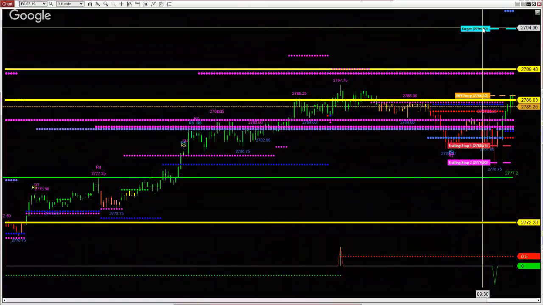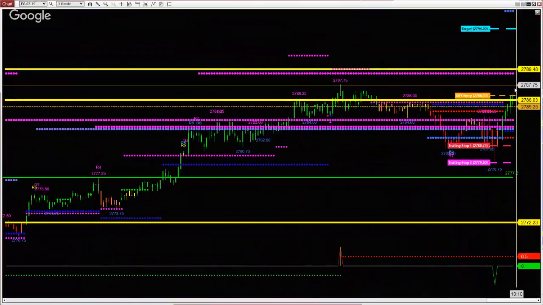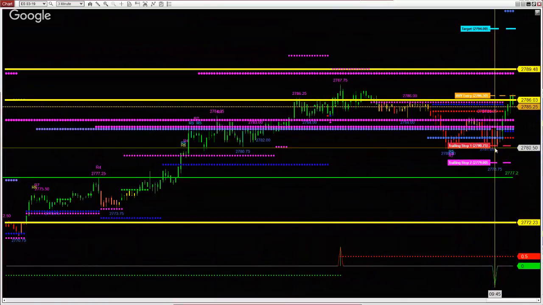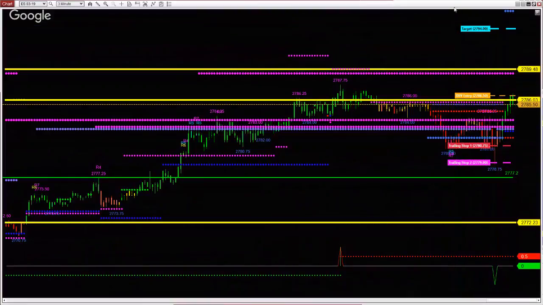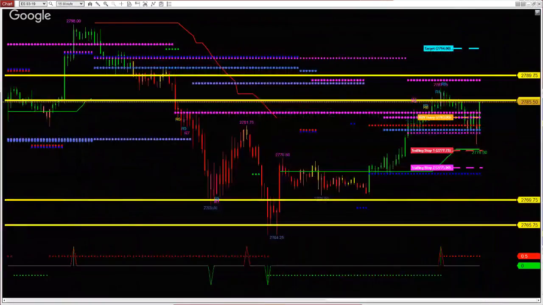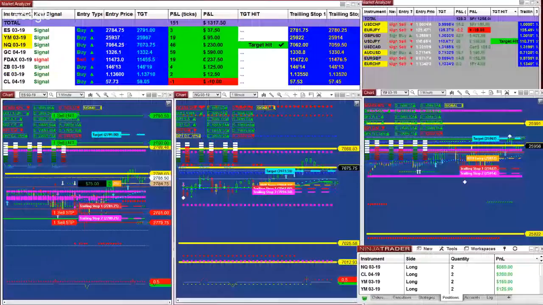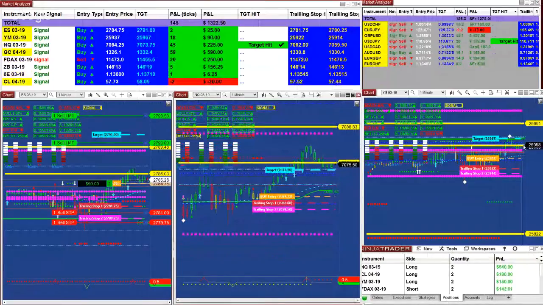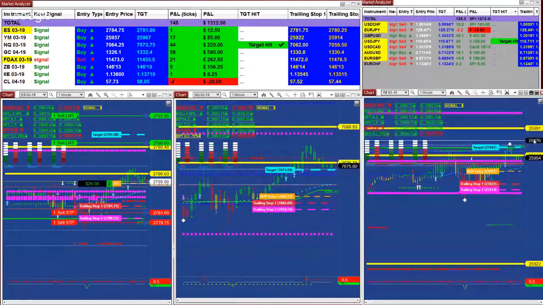As we see right now, even on the pullback, we have major support areas here. So this is a re-entry point at 2784. This is a perfect re-entry. There is a lot of major support in those areas. So there is nothing going to happen to the ES except we are going to see a lot of pullbacks, but this market is holding very well. On the NASDAQ, we have already hit the target. And on the YM, we have already hit the target on the YM.